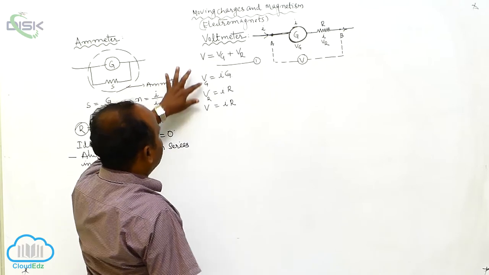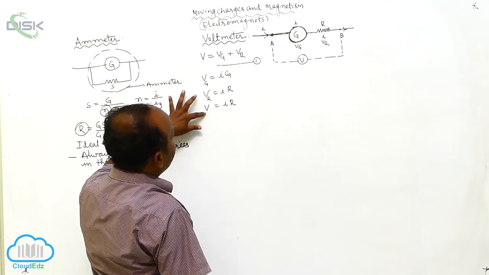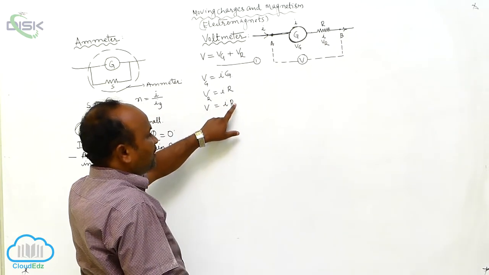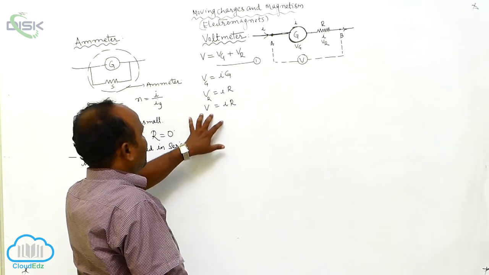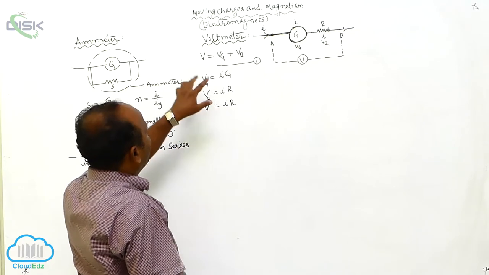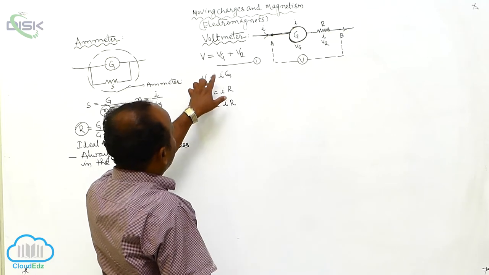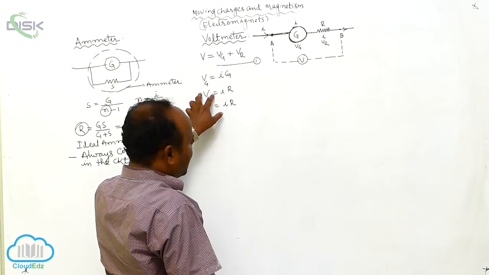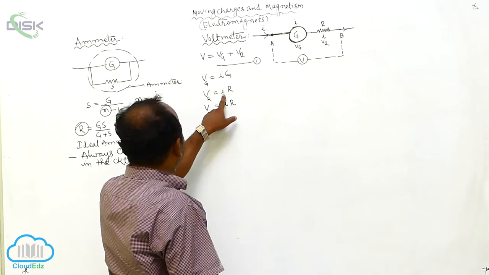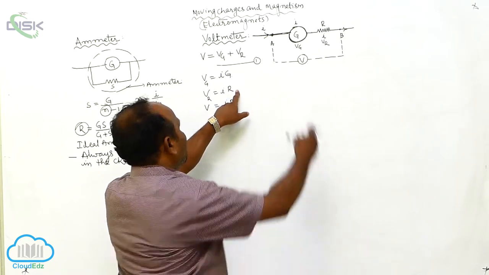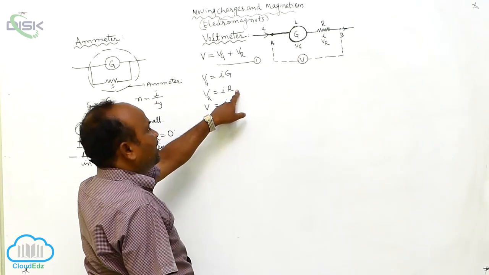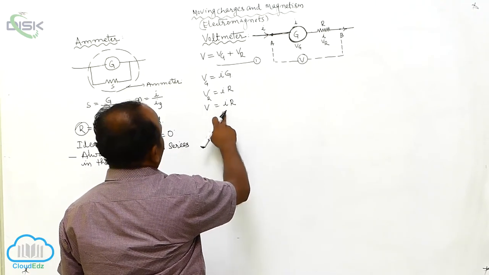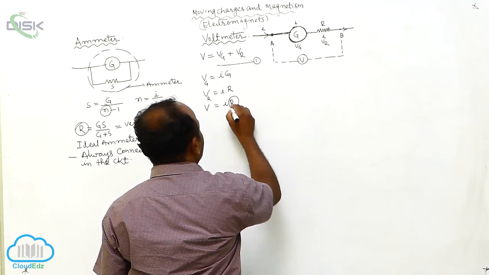Here, the total potential difference, the total current, and the total resistance. Potential difference across the galvanometer, current passing through the galvanometer, galvanometer resistance. Potential difference across the resistance, current passing through the resistance, and resistance connected in the voltmeter. Now V is equals to total potential difference, total current, and the total resistance. This is the total resistance.